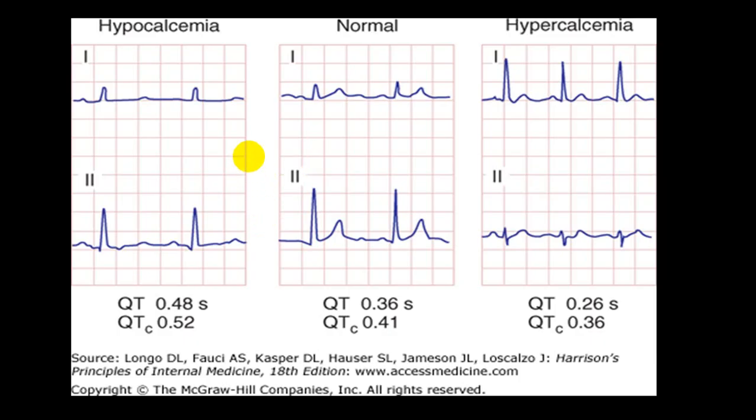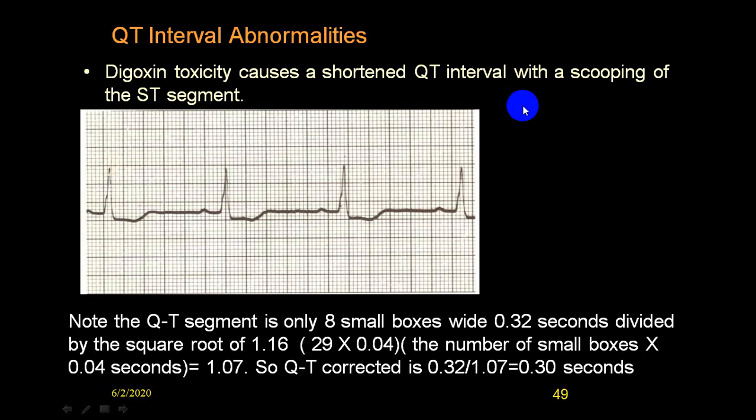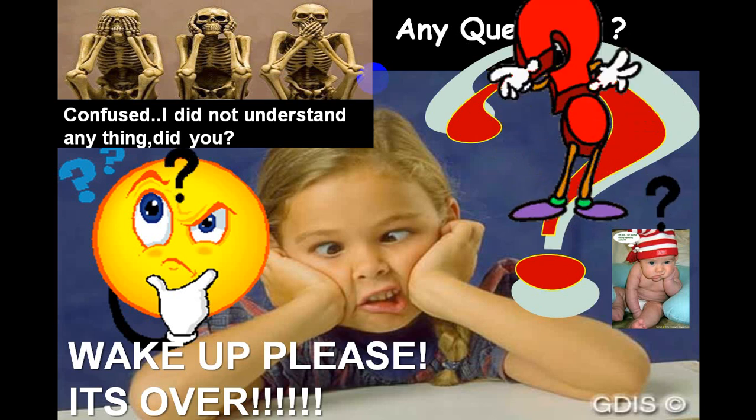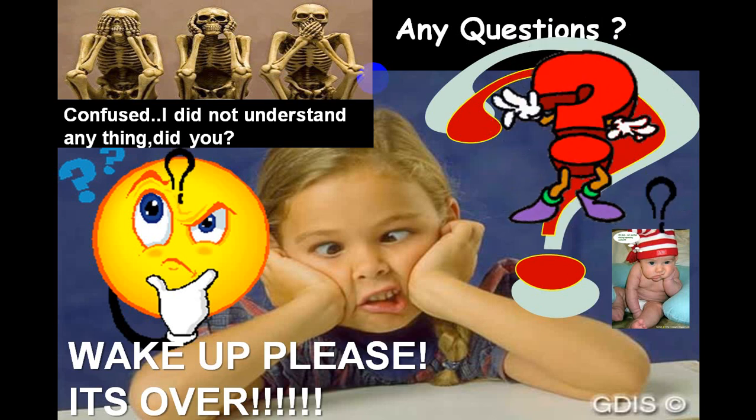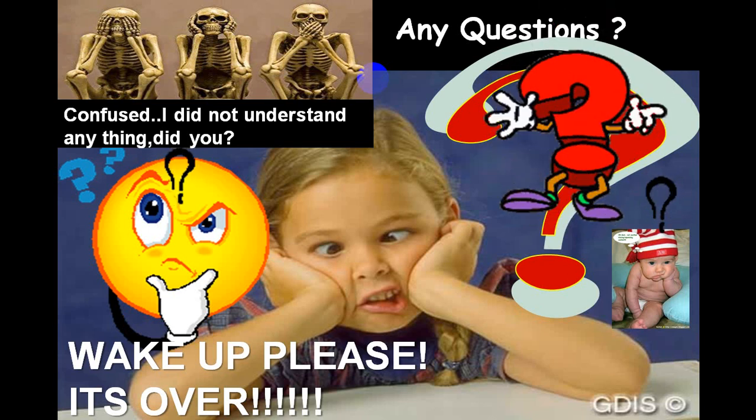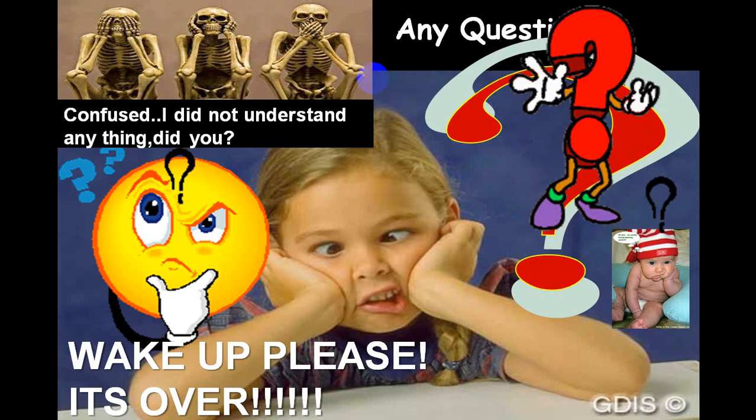So this is a simple diagram showing you the calcium level. Now here, hypocalcemia will have a prolonged QT. Hypercalcemia will have a short QT. Also, digoxin toxicity can produce a QT abnormality, particularly short QT with a Mustad sign, we call. Now here I end my lecture on intervals. I hope this will be helpful to you. See you soon again.